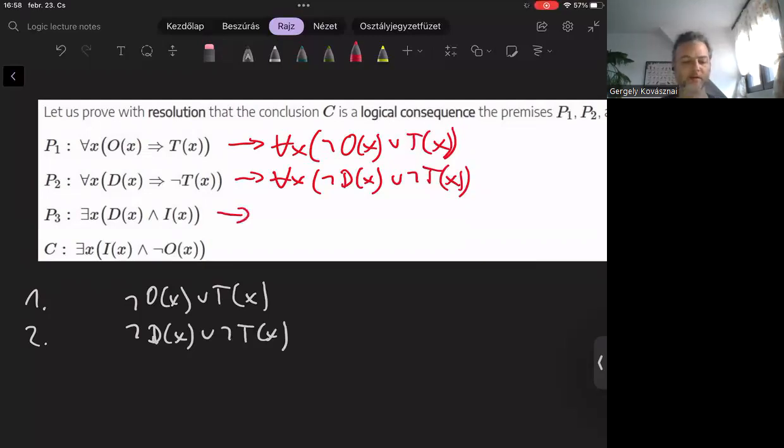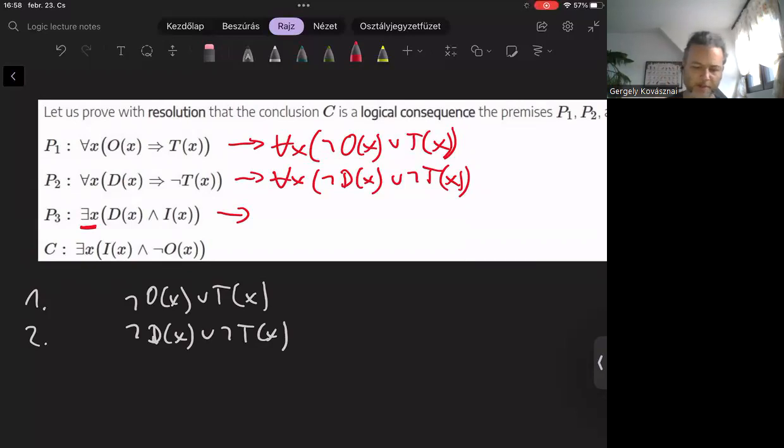The next premise is an existentially quantified formula. Actually, it's almost in CNF. The only problem which occurs is this existential quantifier in predicate logic. A CNF formula must not contain any existential quantifier. We have to eliminate it. You know how to do that. It's called Skolemization. We have to introduce a brand new constant, a Skolem constant, and substitute it into all the occurrences of the bound variable.